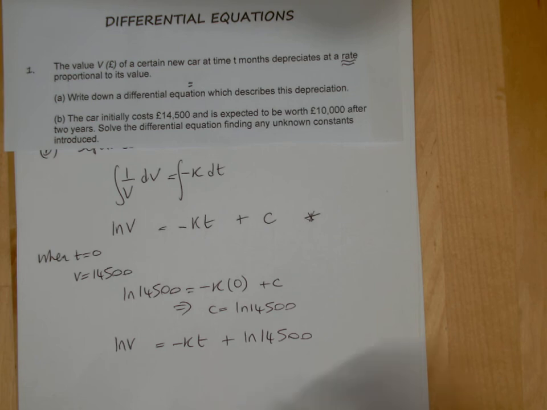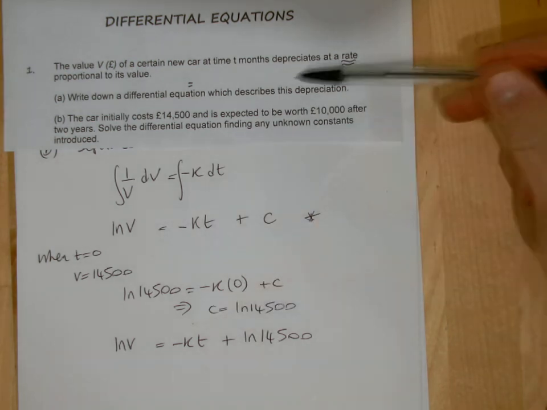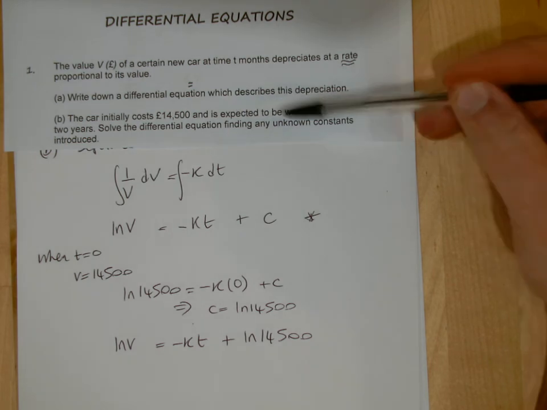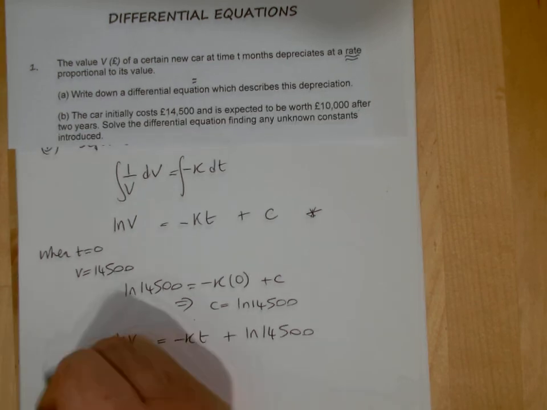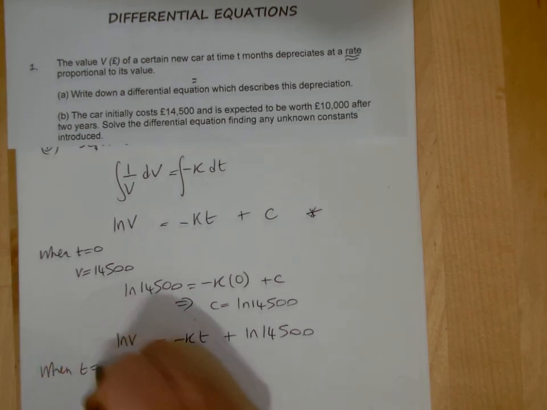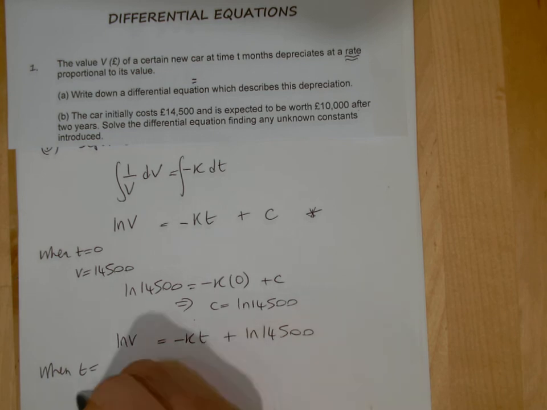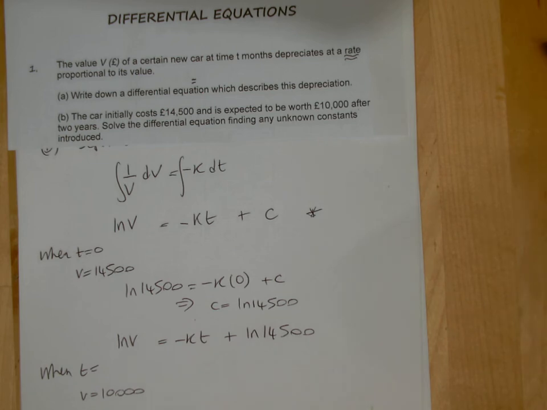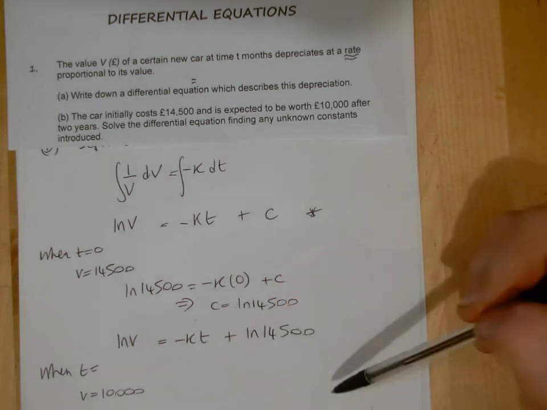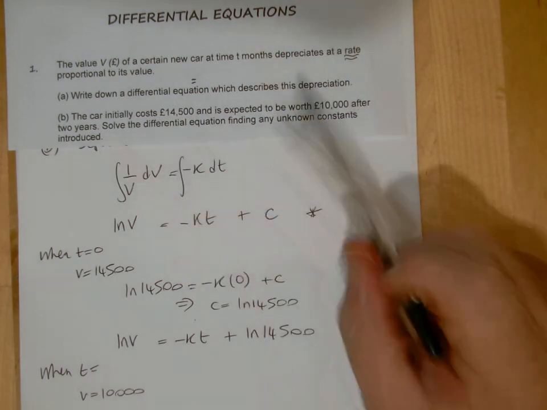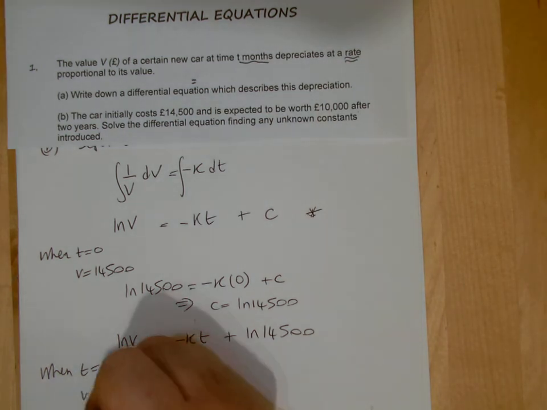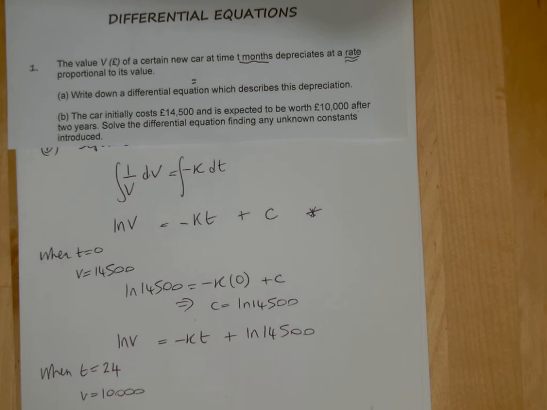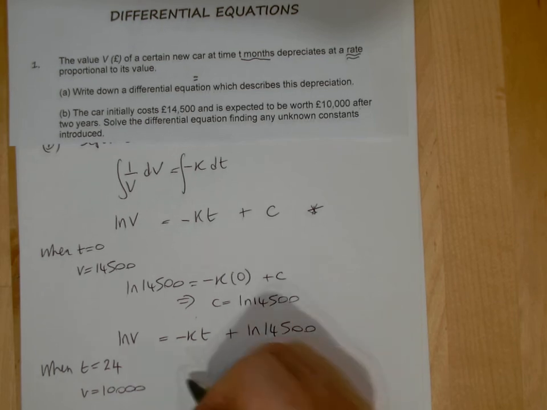I can work out my constant k because they've told me something else. It says it's expected to be worth £10,000 after 2 years. So we've got another boundary condition now. When t is equal to 2 years, the value will be 10,000. You've got to watch out on this because I've been caught out on this question before. I'm not going to write 2 there, because even though it's 2 years, time is measured in months. So make sure you read the question. t, of course, will be 24, because 24 months is 2 years. So look out for that.